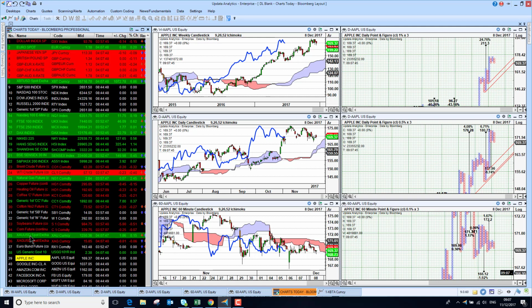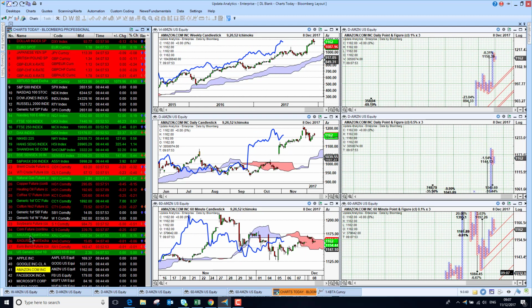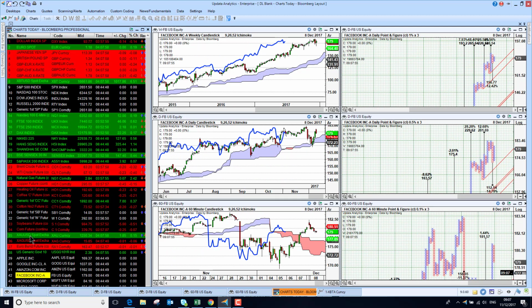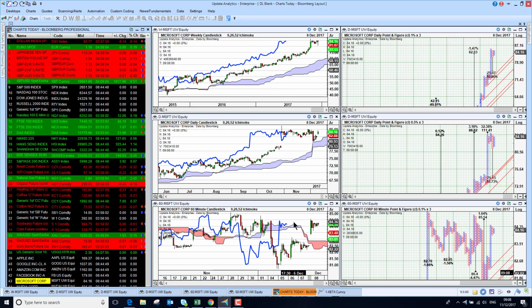Apple just struggling to get back above the cloud, so still looking a bit bearish short term. Google actually did recover on Friday. Amazon also recovering, but not quite back above the cloud. Facebook looking stronger, sitting at 179, did get back above the 180 level at one point. And Microsoft also recovering quite sharply on Friday, so looking better.